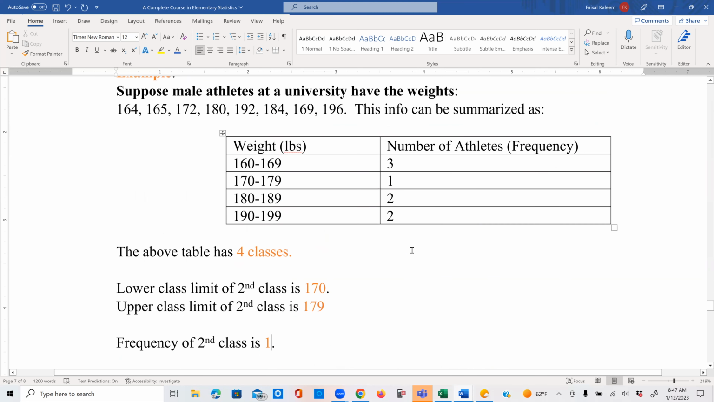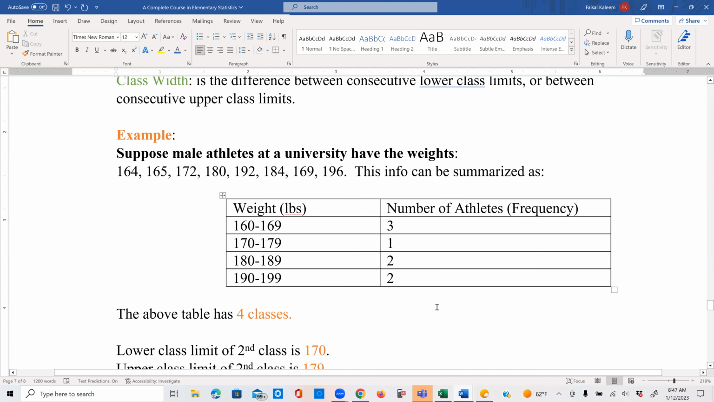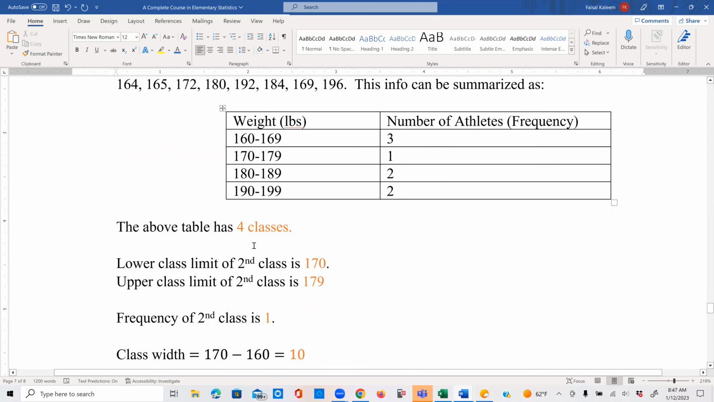Class width. Now, in the definition, we said class width is the difference between consecutive lower class limits or between consecutive upper class limits. So if you want to use consecutive lower class limits, 160 is the lower limit of this class, and the next class has a lower limit of 170. So we see the difference between the two: 170 minus 160, that's 10. And you can basically take any two consecutive lower limits or two consecutive upper limits. For example, you could also take 189 and 199. The difference here is also 10.